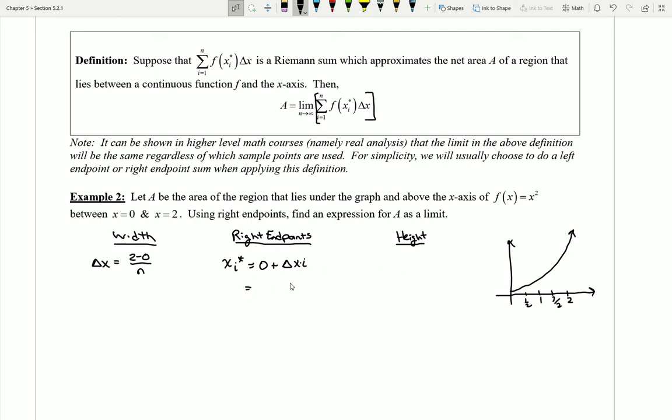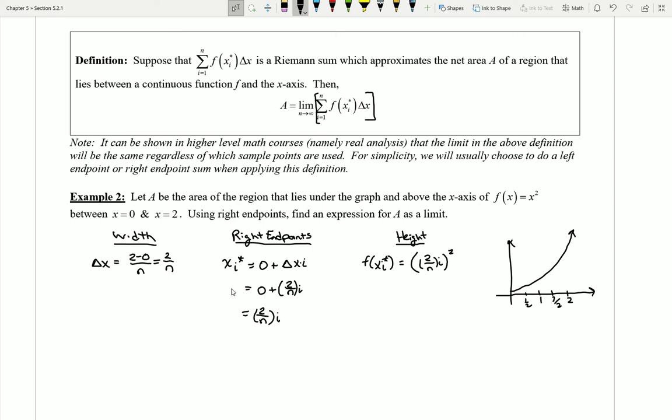So if I was to write this formula down more simply, this would be 0 plus, and my width here simplifies to 2 over n. So I would have 2 over n times i. That would be my formula for the right endpoint of any given rectangle. Now, of course, to find the height, I know I'm supposed to compute f of x_i star. So I would do my x_i star, 2 over n times i, all squared.